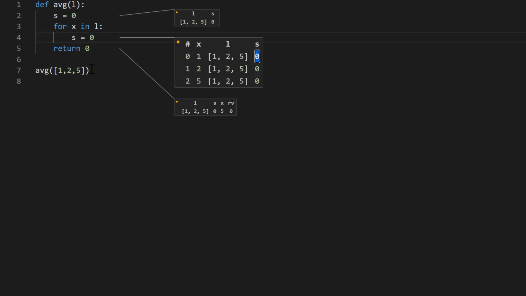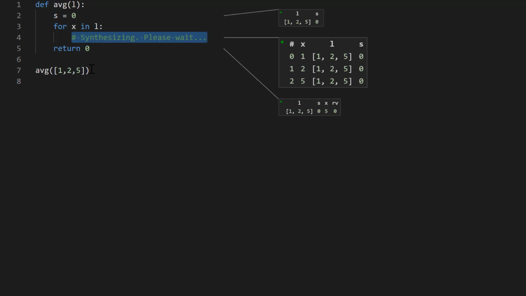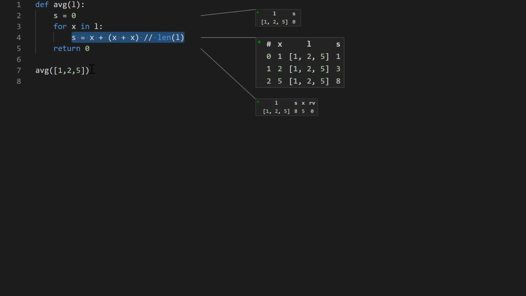And now I can provide examples for multiple iterations. So I can basically provide an example for each iteration. Let's say here after the first iteration, s is 1. After the second iteration, it's 3. And after the third iteration, it's 8. And now I'll let the synthesizer work for a little bit. And you can see that what it synthesized is completely the wrong answer. And if you gave more examples, it would just not help.